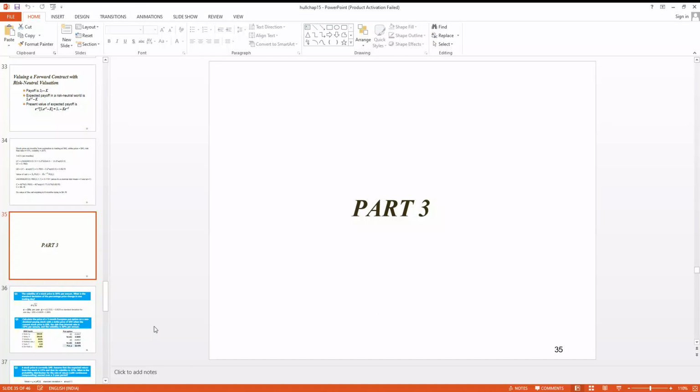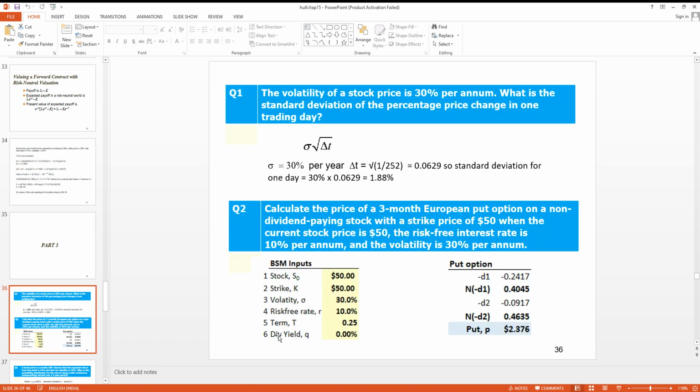Okay, now we move on to part three of this series on the Black Scholes model. So here we'll be primarily covering a couple of questions which are there in the end of chapter on Black Scholes model in John Hull's textbook on options and derivatives. So let's get started.